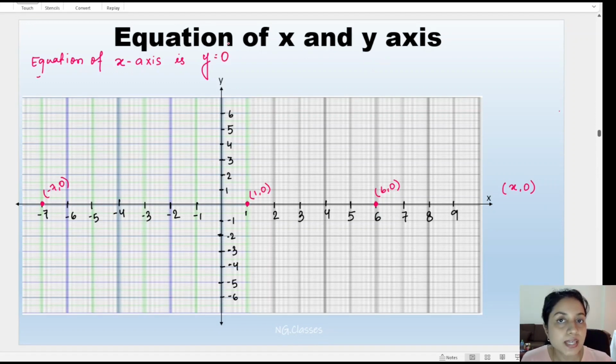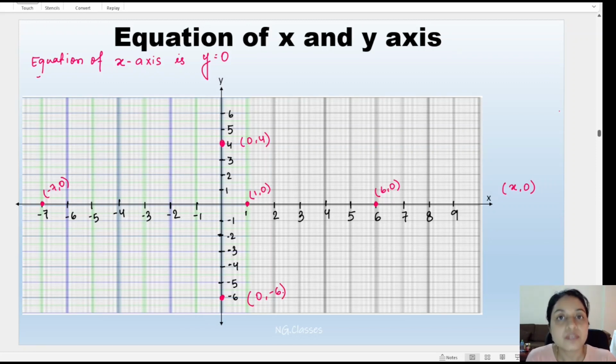Now, if we take any point on the y-axis, so let's say we are taking 4, this point's coordinate will be (0, 4). Here the x value is 0 and the y value is 4. Similarly, if we take any point below the origin, at -6, the coordinate of this point will be (0, -6). Here the x value is 0 and the y value is -6, right?